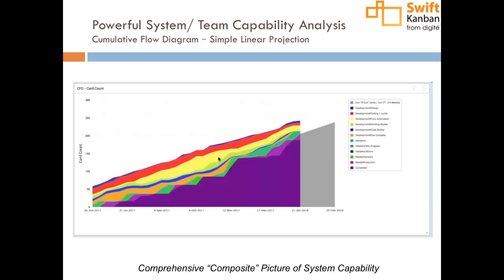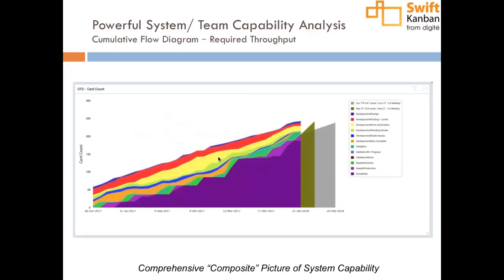And in Swift Kanban, we actually have a couple of ways that we can use the CFD to predict how long it will take to complete the work that's in the backlog today, and that's what this screen is showing you. But also, if you wanted to finish work by a certain date, you can see what the required throughput, the required velocity, is that you need in order to complete it by that date. And that's again a straightforward projection that the CFD in Swift Kanban provides.